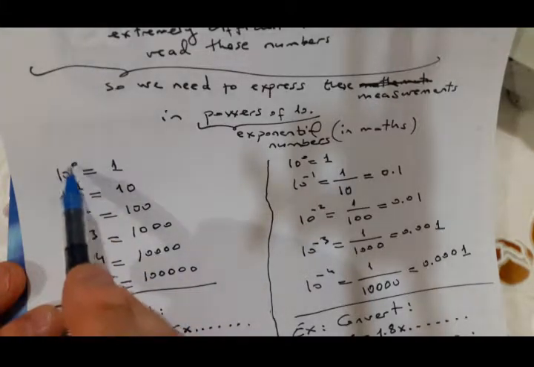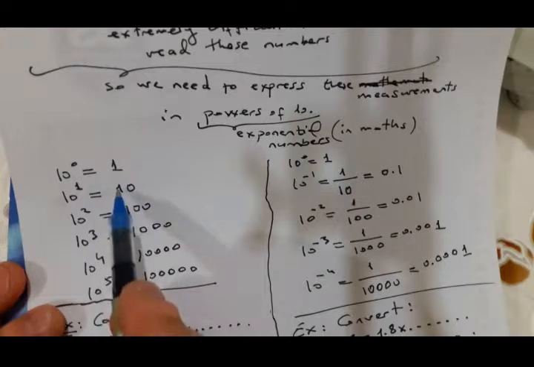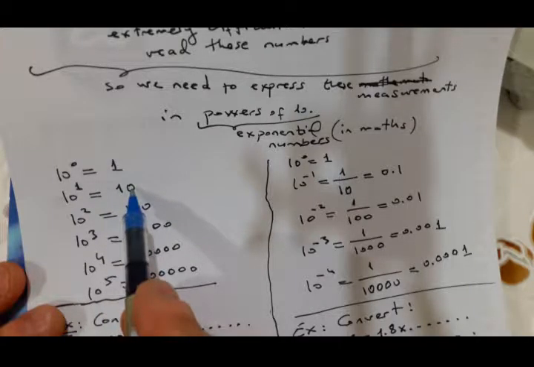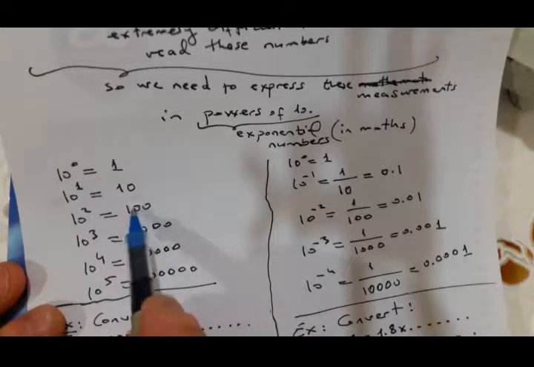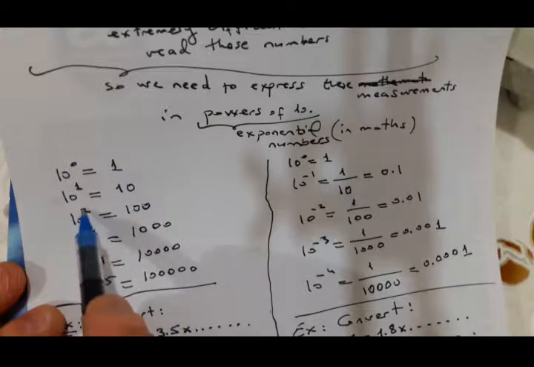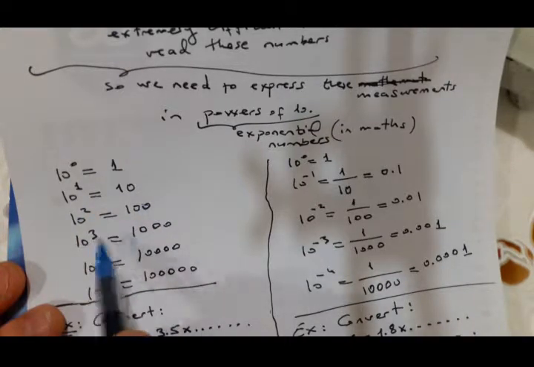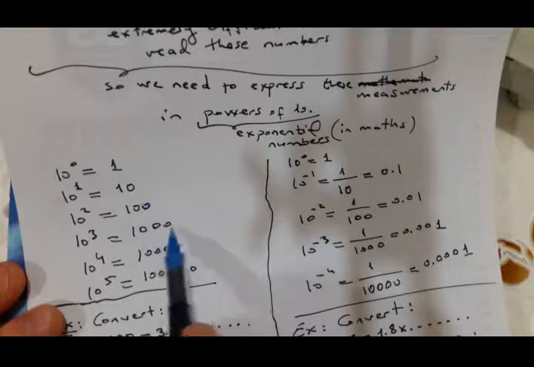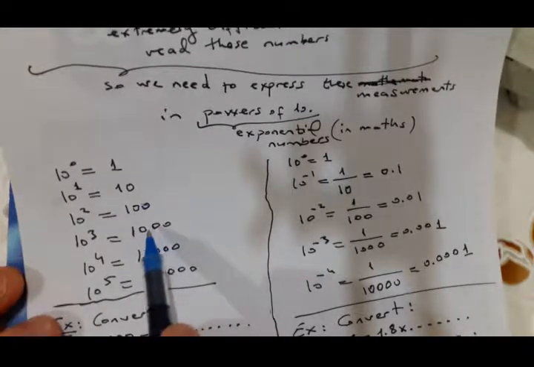For example, 10 to the power of 0 is 1. 10 to the power of 1 is 10, so you add one zero on the right of 1. 10 to the power of 2 is 100; you add two zeros on the right of 1. 10 to the power of 3 is 1000; you add three zeros on the right of the 1.